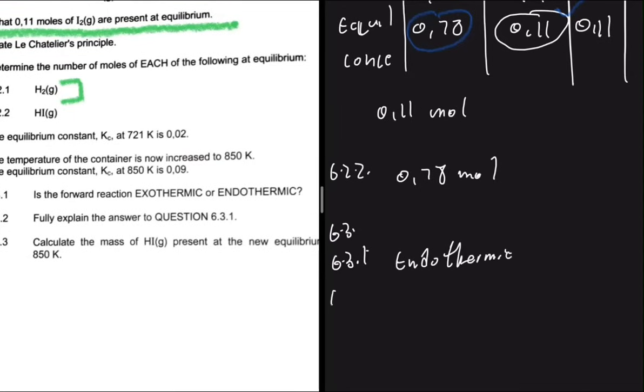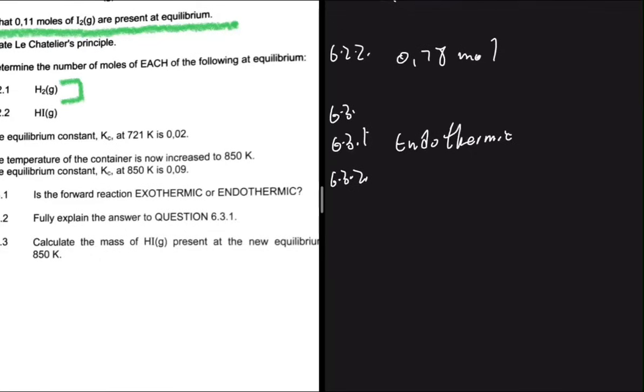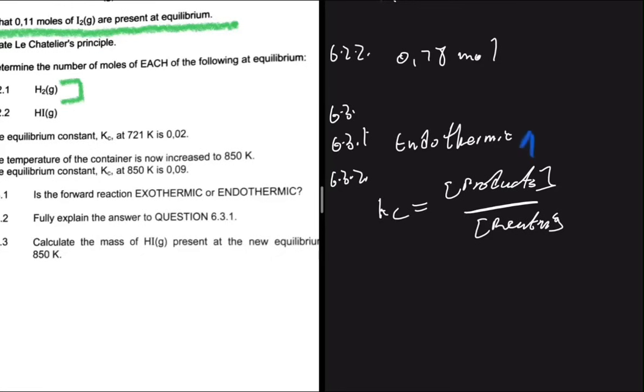And why am I saying that? 6.3.2. We need to fully explain that. What we know, just from the basics, is that Kc is equal to the concentration of the products divided by the concentration of the reactants, right? So if Kc increases, it means that now we have more products. The forward reaction was favored. So the question is asking, is the forward reaction exothermic or endothermic? The forward reaction is endothermic.